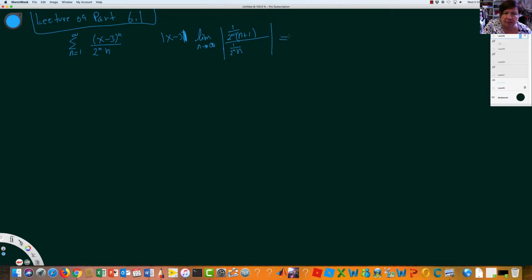So we get x minus 3, and then we get the limit as n goes to infinity of this ratio. So let's simplify. This is going to give me a 2 to the n plus 1 on the bottom, and n plus 1 on the bottom as well. And it's going to give me 2 to the n and then an n. And I'm going to simplify some more.